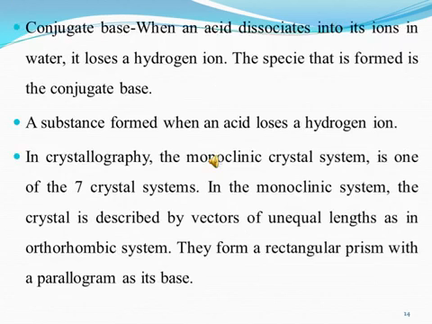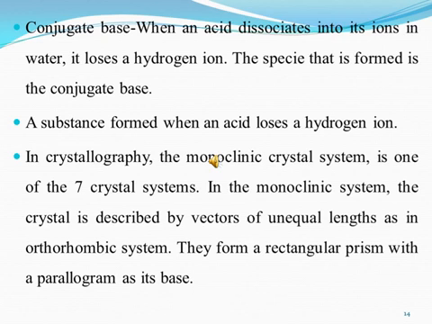Now, what is a conjugate base? When an acid dissociates into its ions in water, it loses a hydrogen ion. The species that is formed is the conjugate base. In other words, it is a substance formed when an acid loses a hydrogen ion.